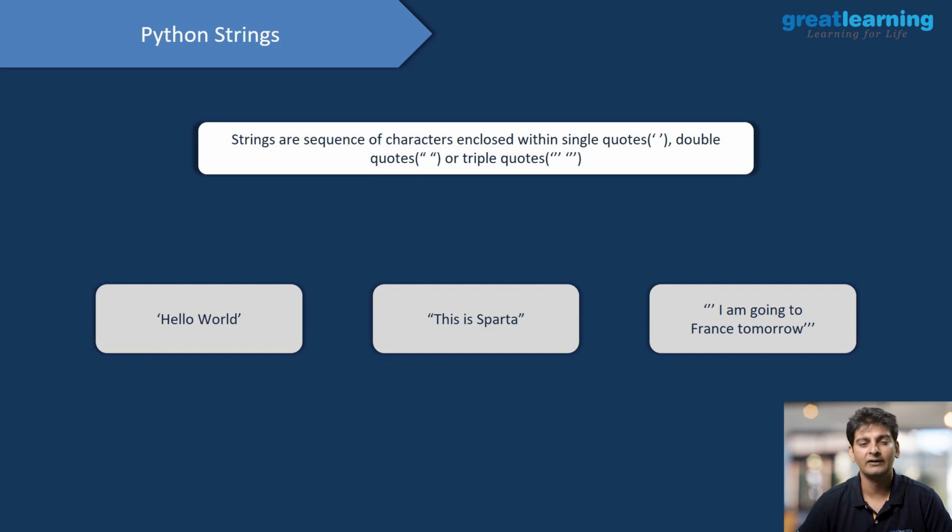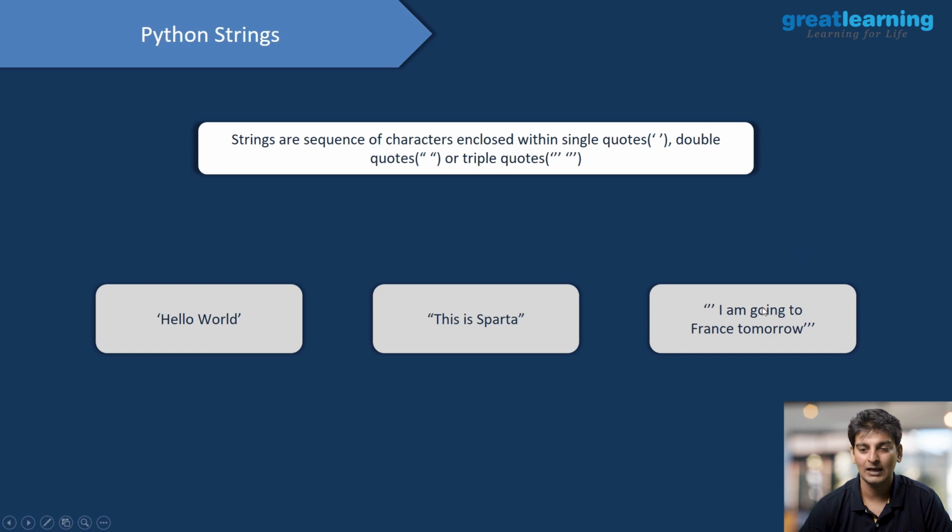Now let's head on to Python strings. So Python strings are the most widely used data types when it comes to Python. And as I've already told you, strings are basically sequence of characters which are enclosed within single quotes, double quotes, or triple quotes. And triple quotes are used to denote multi-line strings.